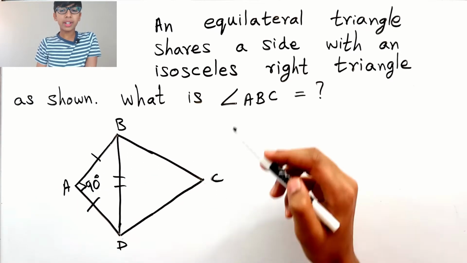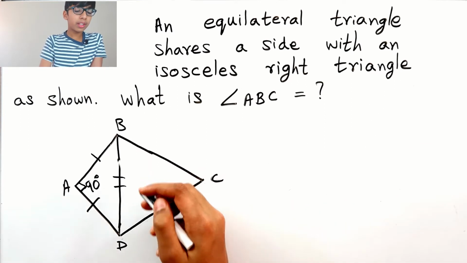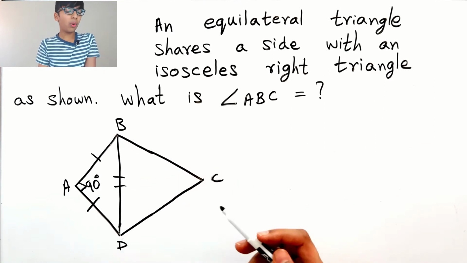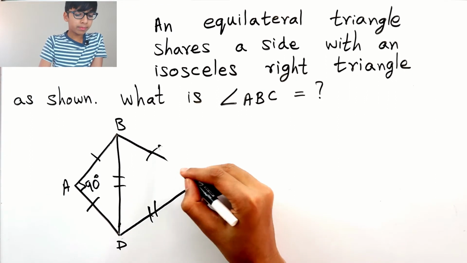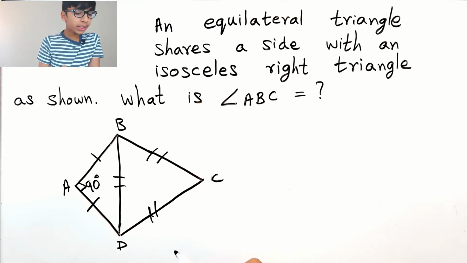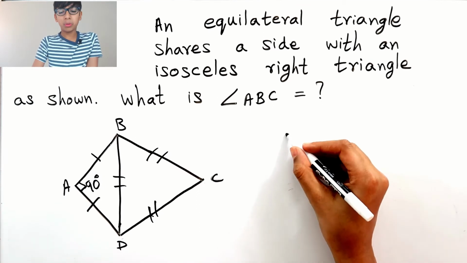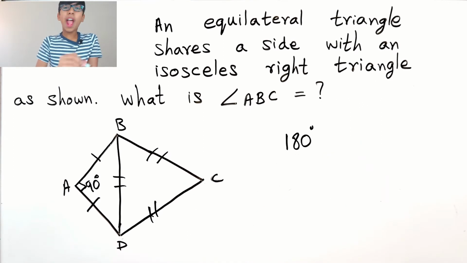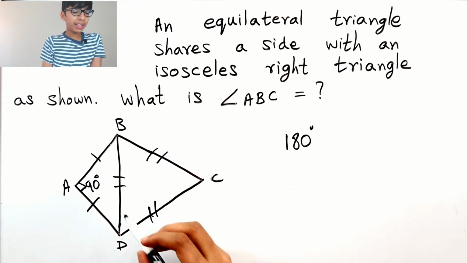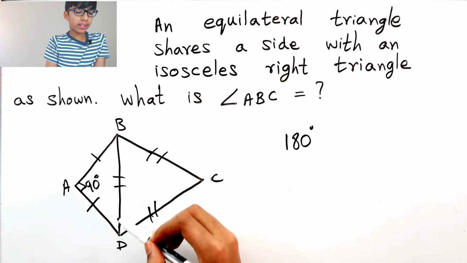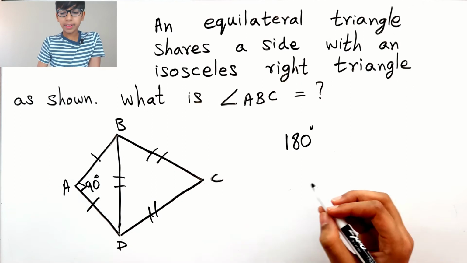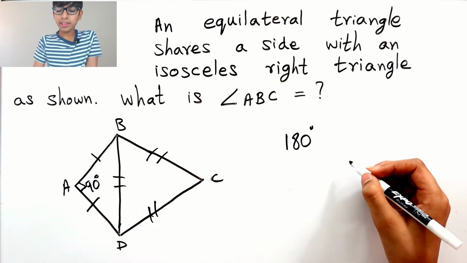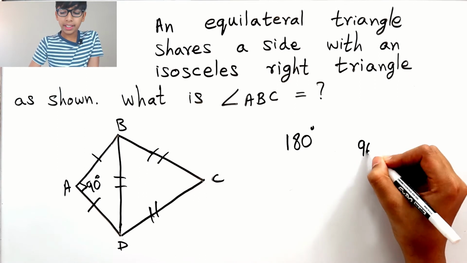Now this big triangle is an equilateral triangle, right? So all these sides are equal. Now, for any triangle, if you add all the angles, it equals 180. So for this isosceles right triangle, this angle is 90 degrees, right? So let's do 180 minus 90 degrees, which is 90.